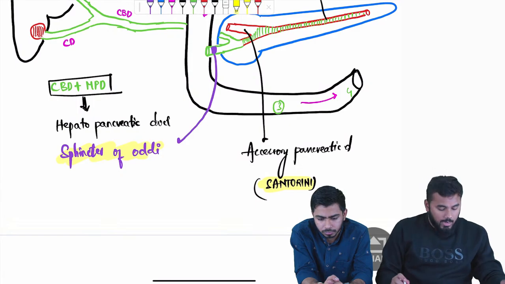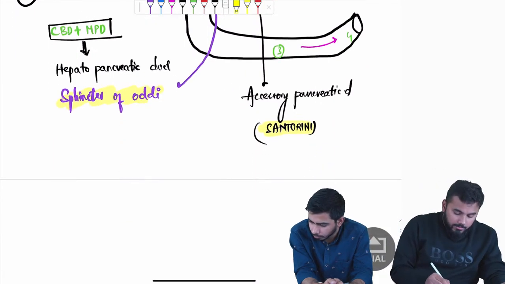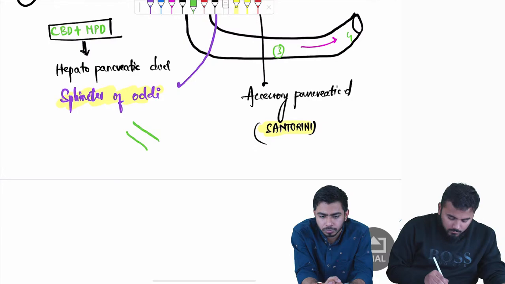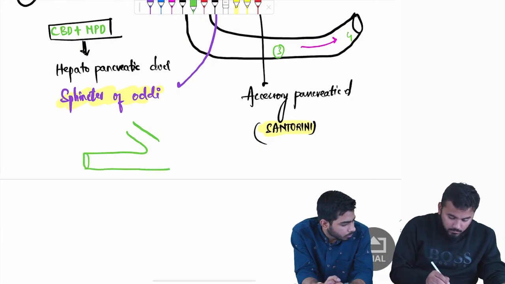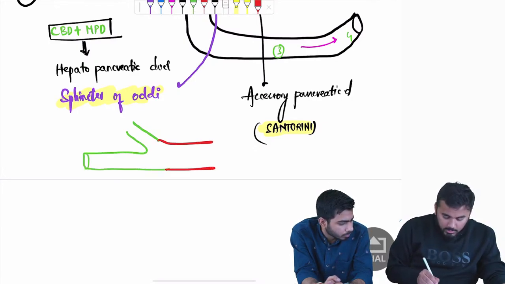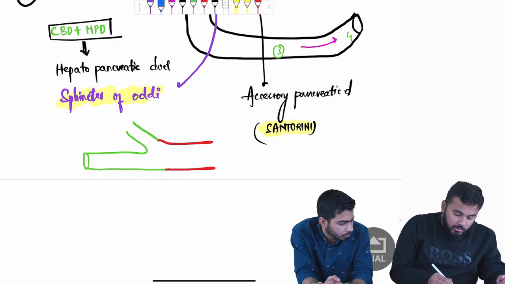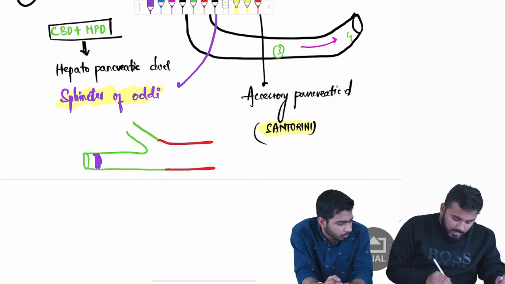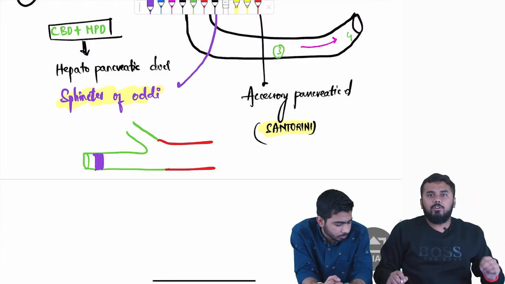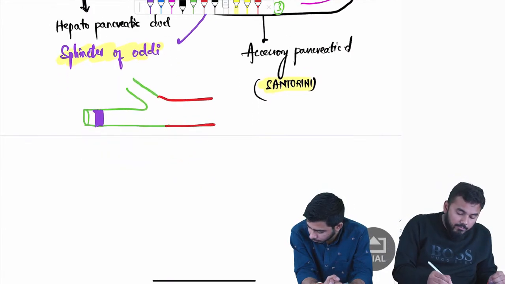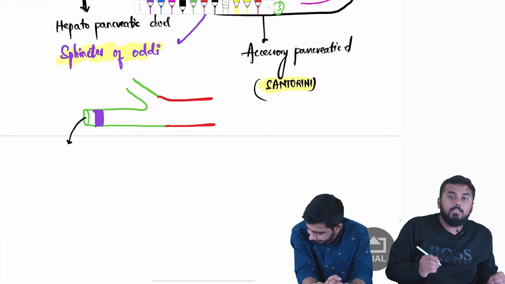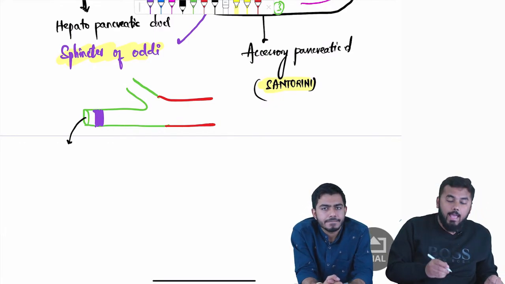Now, look here. This was the thing which I drew, right? So this color, whatever I'm drawing here, this violet color, this is called the sphincter of Oddi. Now, what is the name of this opening? The opening is called the hepatopancreatic ampulla.